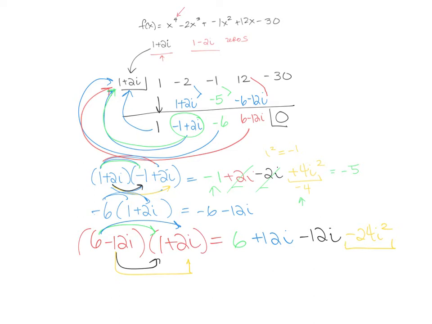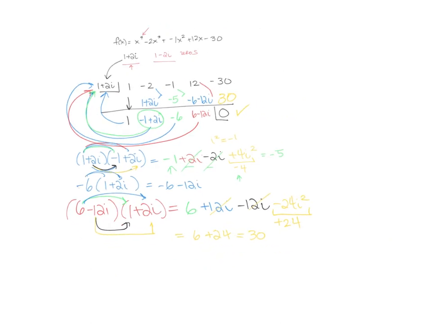Now again, since i squared equals negative 1, this is plus 24. And again, this is nice. 12i minus 12i, those cancel. We're going to get 6 plus 24, which is going to be 30. So we got 30 here, and woohoo, it does make my remainder a 0.